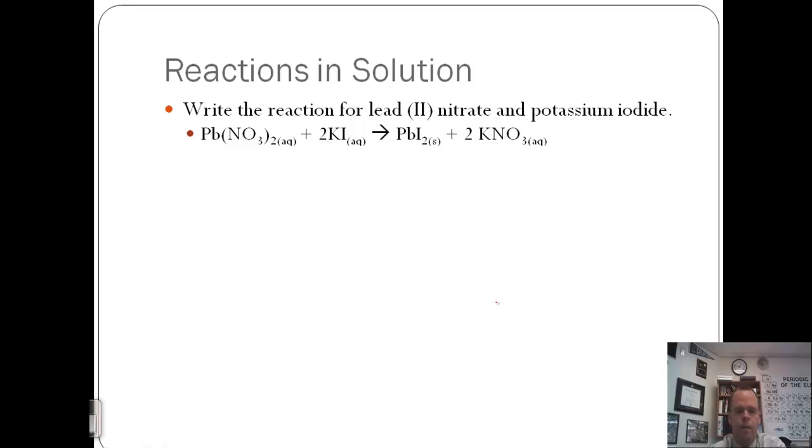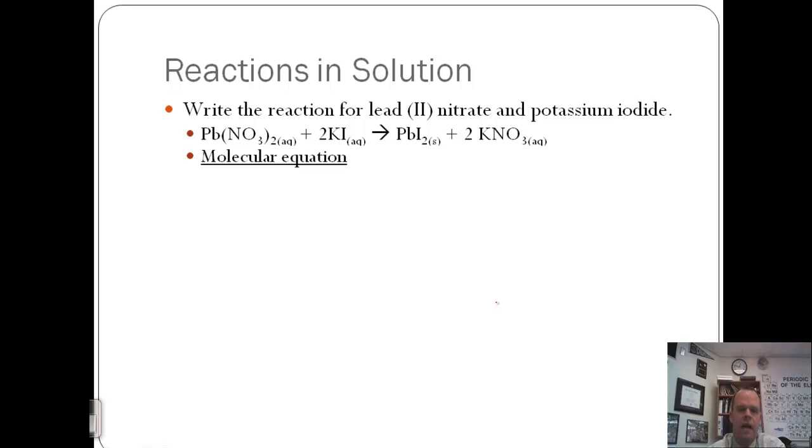That is a solid. Remember from the rules that you have memorized, the halogens, iodine in this case, are aqueous with everything except lead 2+, silver, and mercury. So in this case, with lead 2+, it would be a solid. Potassium nitrate: potassium is aqueous with anything, nitrate is aqueous with anything. That's why both of our reactants were also aqueous.